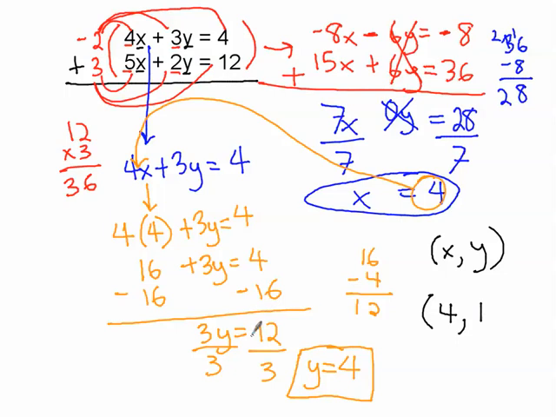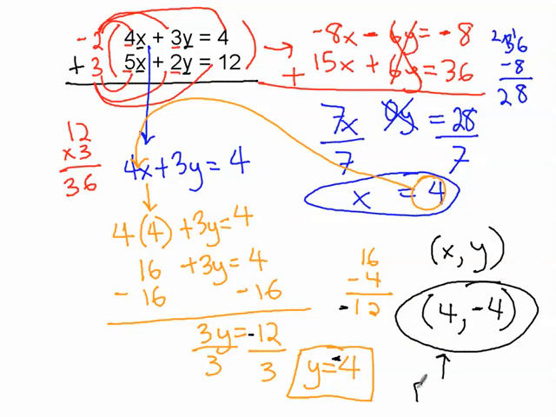Oh, I'm sorry, this should be -12, right? Because -16 minus 4, so this should actually be -4. And so this answer right here, when we think of it in coordinate terms, x is going to be 4 and y is going to be -4. Alright? Because -12 divided by 3 is -4. And that is your final answer. And that is how you solve systems of equations using multiplication.